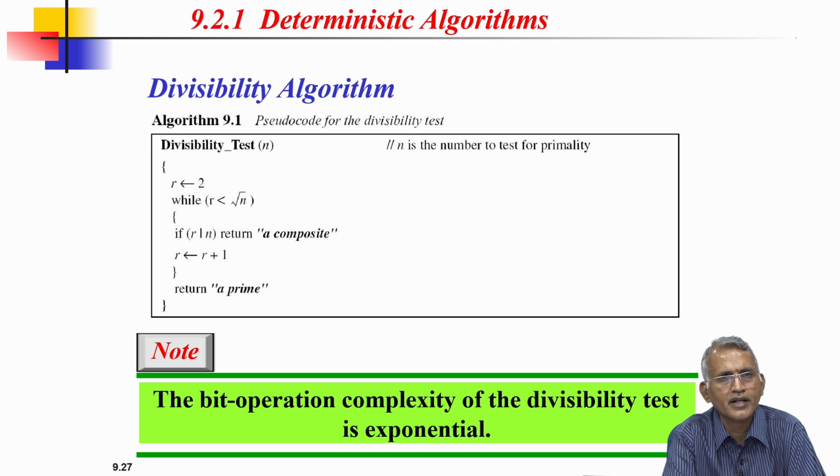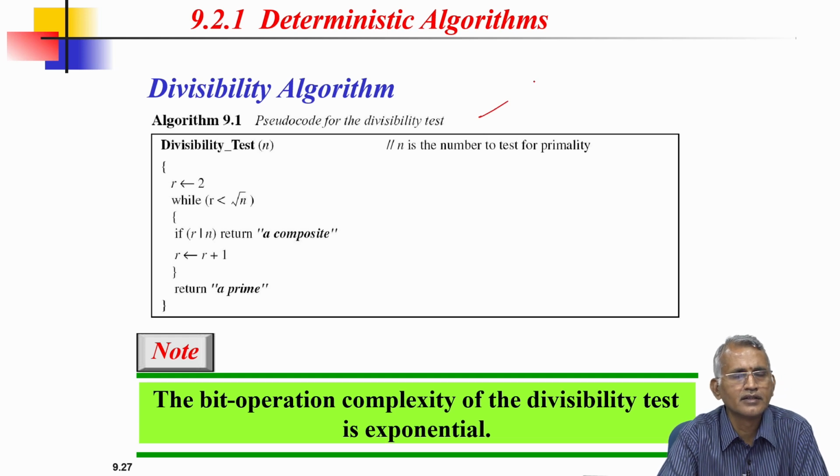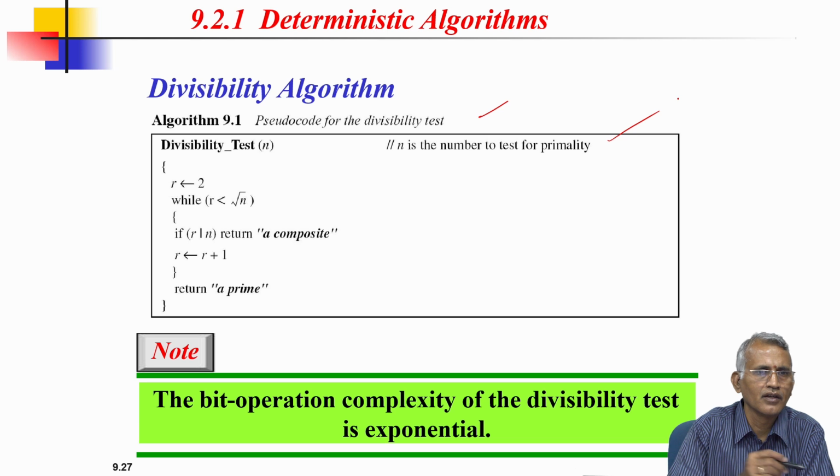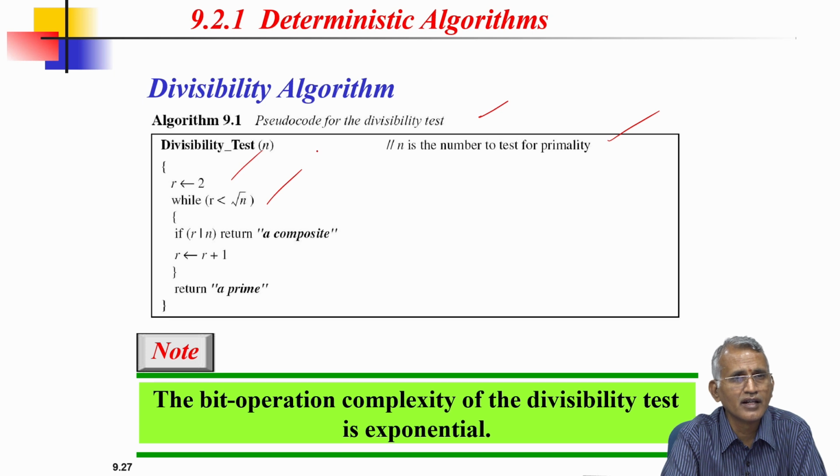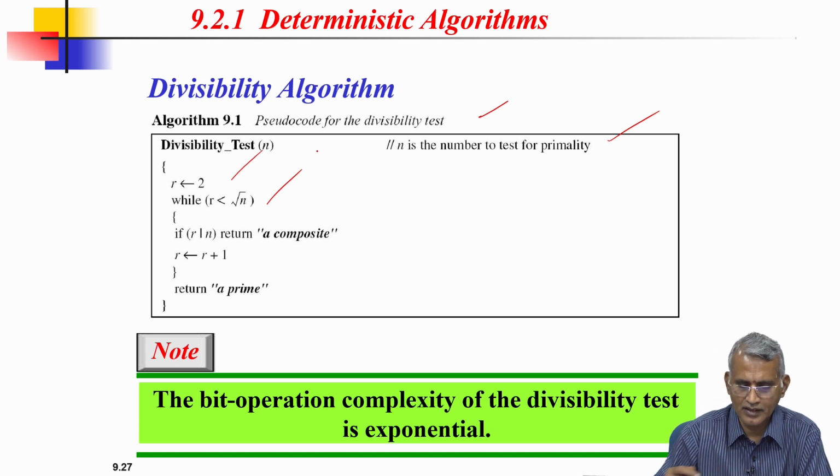So, this is the deterministic algorithm. You have to do the divisibility algorithm, with the pseudo code for the divisibility test. This is the divisibility test for n. If n is a number to test for primality, set r to 2. While r is less than root n, if r divides n, return composite; otherwise r equals r plus 1. Return prime. We have to make a note that the bit operation complexity of the divisibility test is exponential.